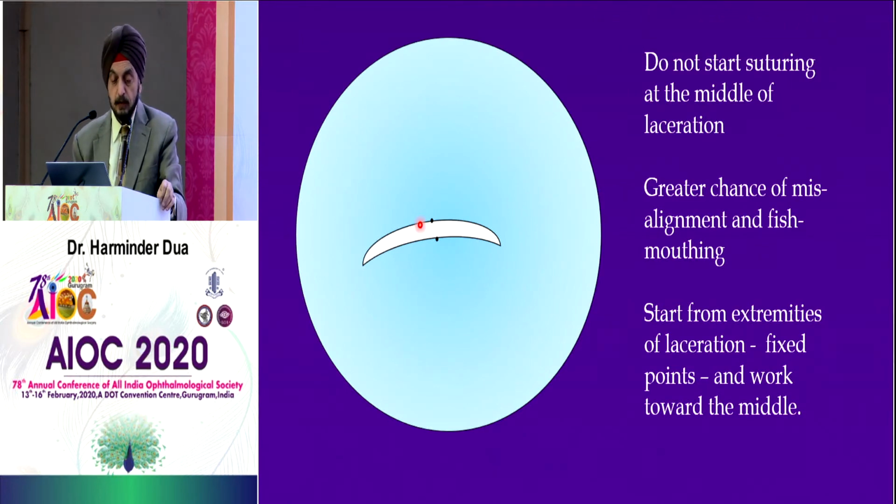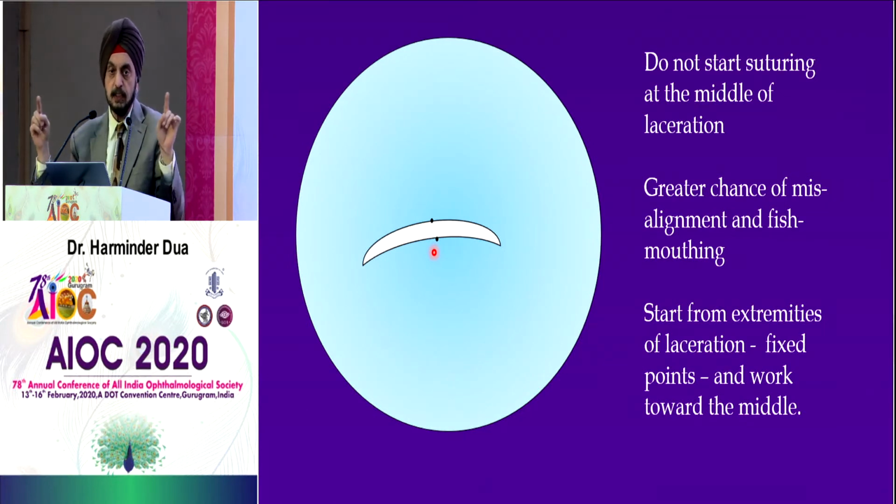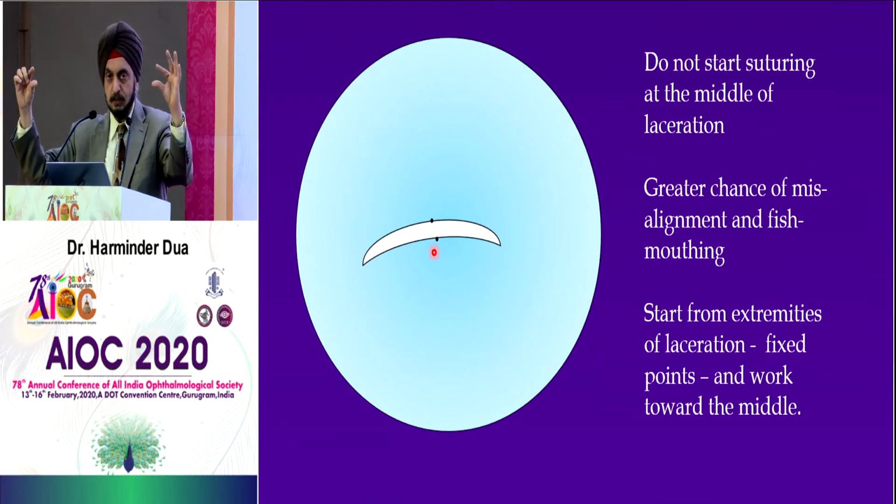If you get the middle wrong even by a fraction of a millimeter, that whole alignment will never fall in place. If you get it slightly wrong, by the time you reach the edge, there will be a fish mouth, which will constantly leak. So always start from the edge. Those points are the closest. You will get it right, or the chances are most that you will get it right.